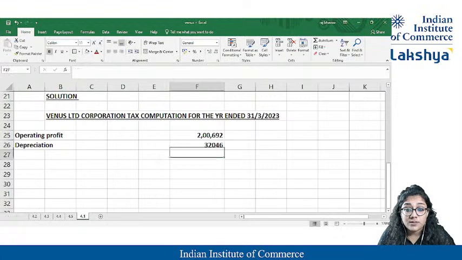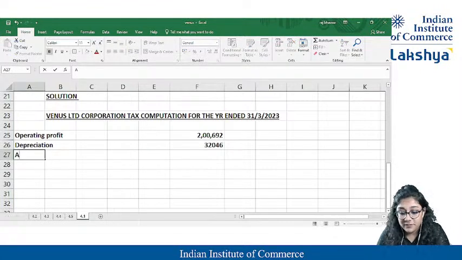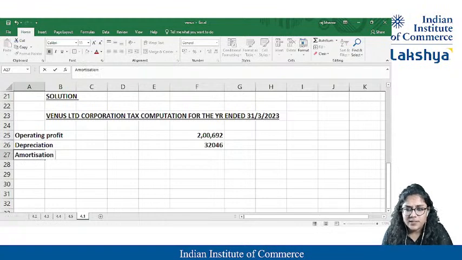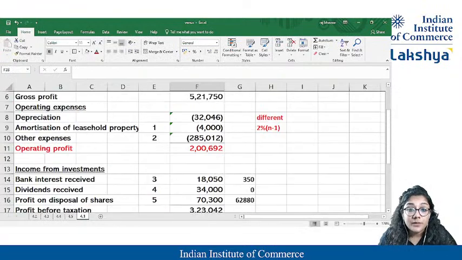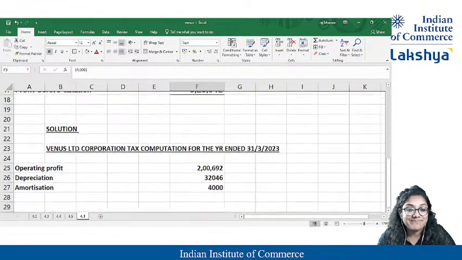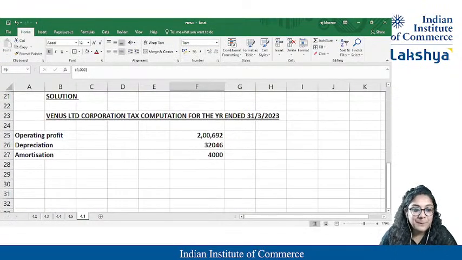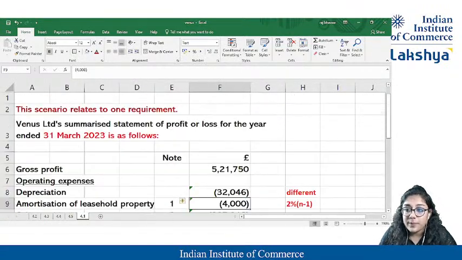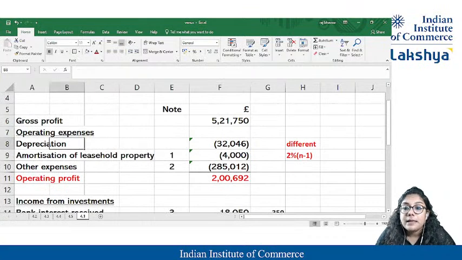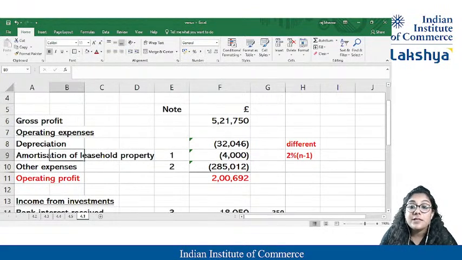Amortization is also given something wrong, ma'am. Yes, amortization is also given something wrong in the question. What is the wrong thing given in the question? Ma'am, 4,000. Please add that too. Please check, 4,000 wrong. Add that. Is anything else wrong given in the question? Amortization, depreciation. Ma'am, leasehold property, that is okay.